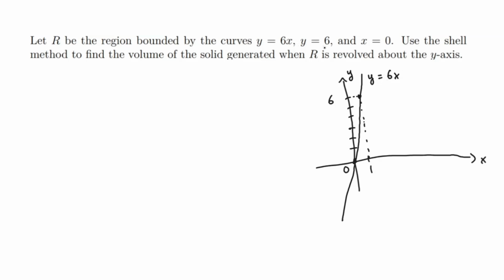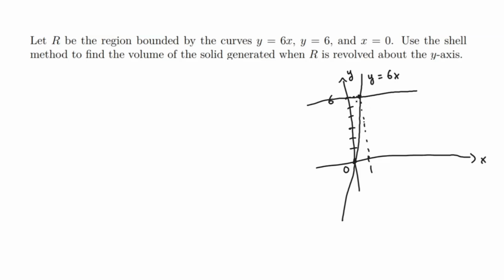And y equals 6, so this line. And x equals 0, which means this is the vertical axis, the y-axis. So this is the region, R. This is the region, and we have to rotate it around the y-axis.